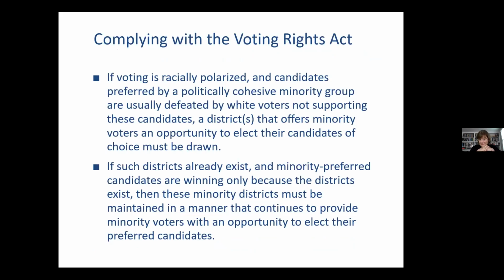candidate of choice. If such districts already exist and the minority preferred candidates are winning because these districts exist, then you have to make sure to maintain such districts. So we need to do a racial bloc voting analysis to determine if voting is polarized. And if it is, we need to draw districts or maintain districts that allow minority voters to elect their candidates of choice.